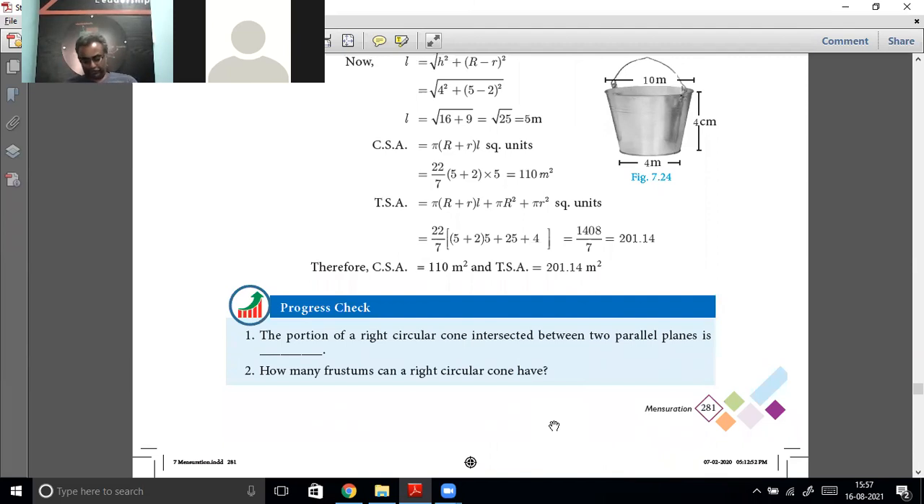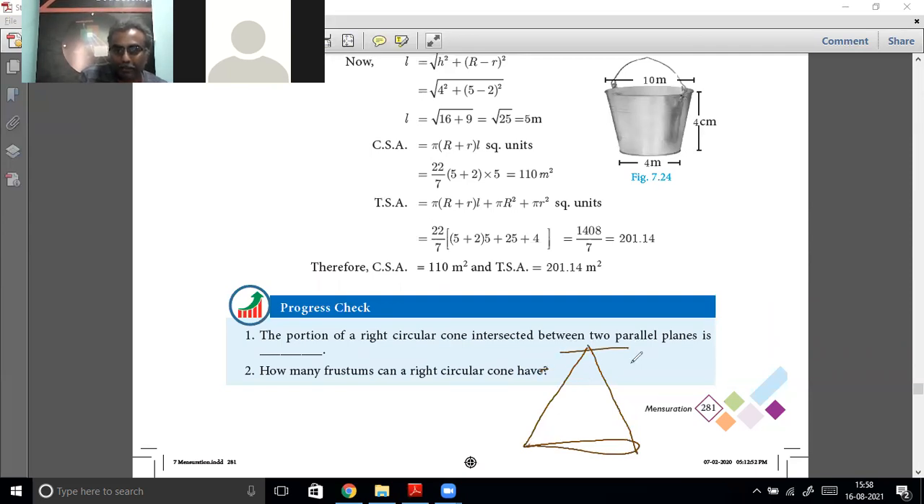How many frustums can a right circular cone have? Any idea? Right. See, this is a right circular cone. Now, if I cut like this, one cut gives one frustum.